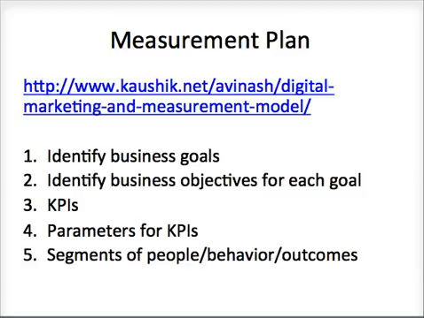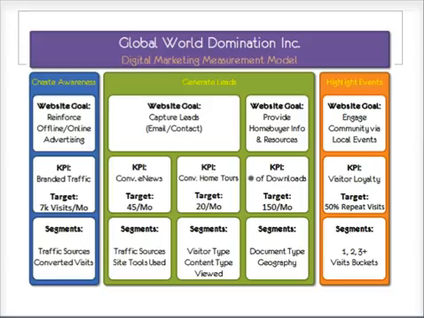And so what does this look like? I gave you a screenshot from that article, actually 2 screenshots that you can take a look at. So we look here and we see the goals coming across the top, right? So we have website goal, reinforce offline and online advertising. What's the KPI? Branded traffic. What's the target? 7,000 visits per month. So there's parameters, right? What's the segment? Traffic sources, converted visits. And as you go through, over here, website goal, we have engaged community via local events, KPI visitor loyalty, target 50% repeat visits, segments 1, 2, 3 visit buckets.